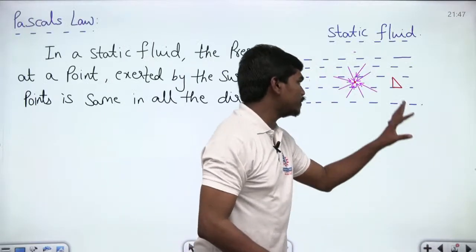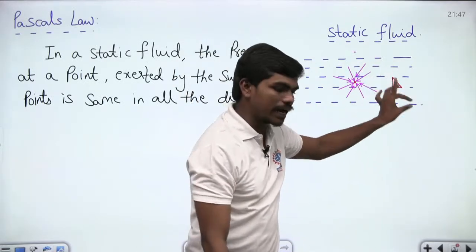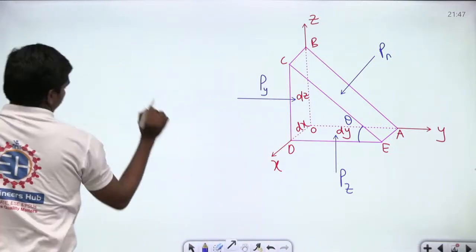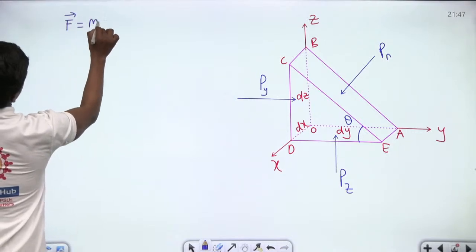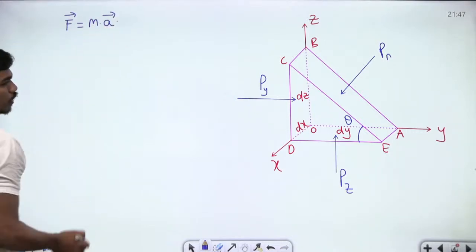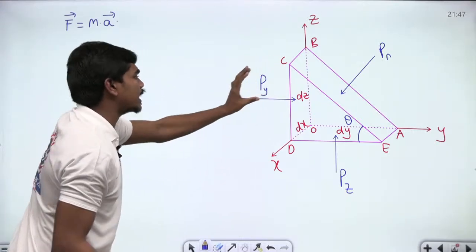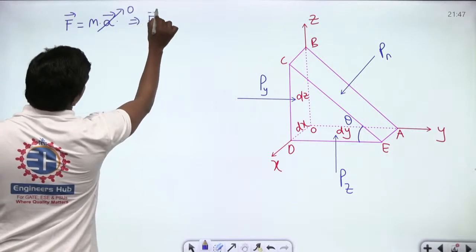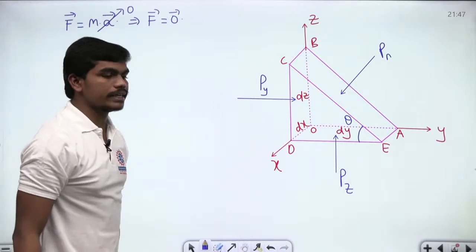Now let us try to identify carefully. This fluid prism, this fluid element, is in static condition. If this fluid element is in static condition, then you know F bar is equal to mass times acceleration bar, and whenever this prism is in static state, this acceleration vector is 0, which means the net force on this component is 0. Correct? Net force on this component is 0.